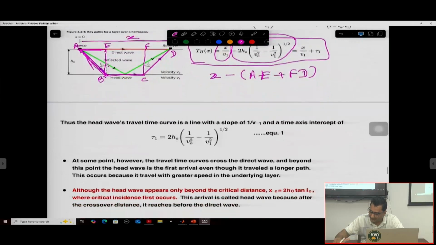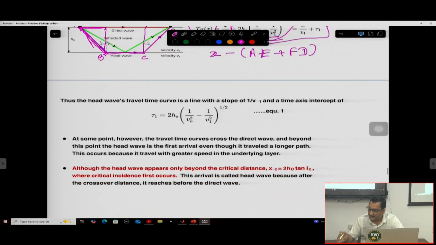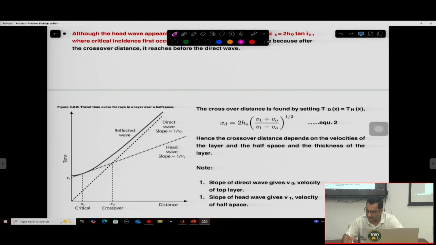So this is the intercept time, which has been represented by tau 1, and this tau 1 is 2H0 in bracket 1 by V0 square minus 1 by V1 square to the power 1 by 2. So the travel time curve of the head wave looks something like this. This is the reflected wave in the form of a hyperbola, and this is the direct wave here, and you have the head wave.